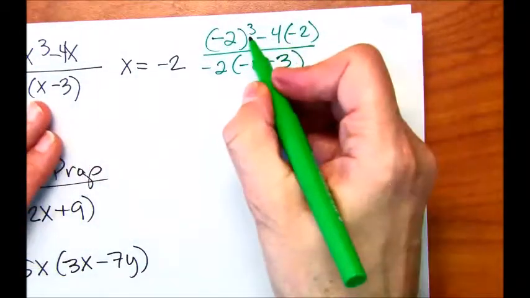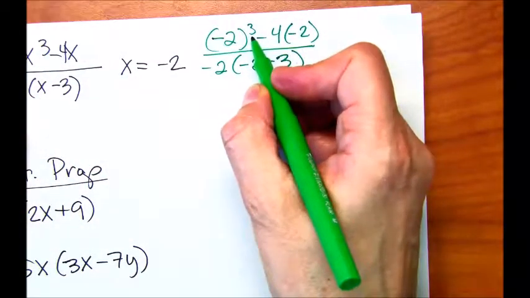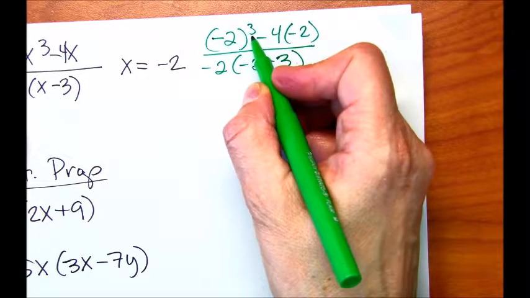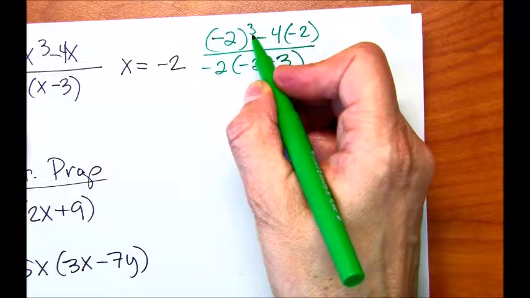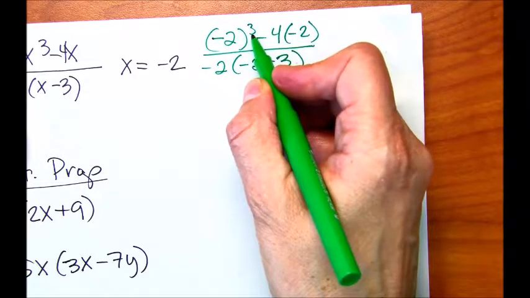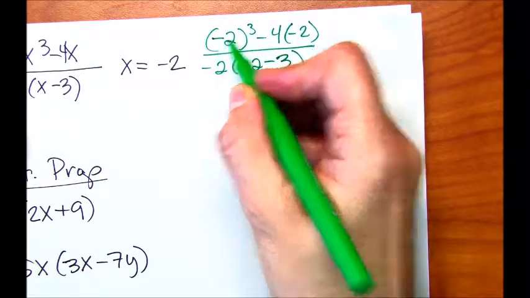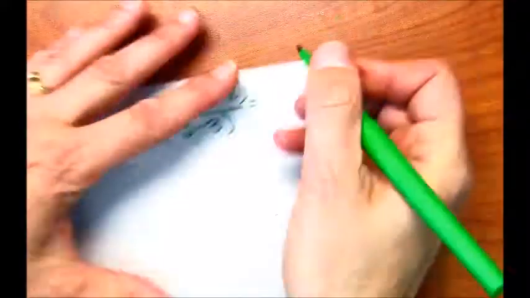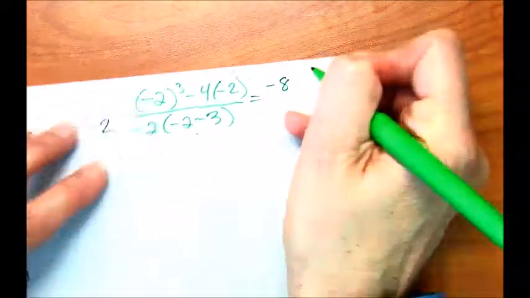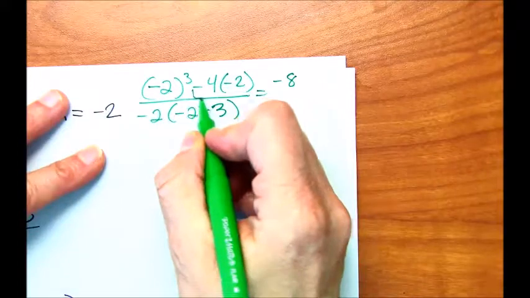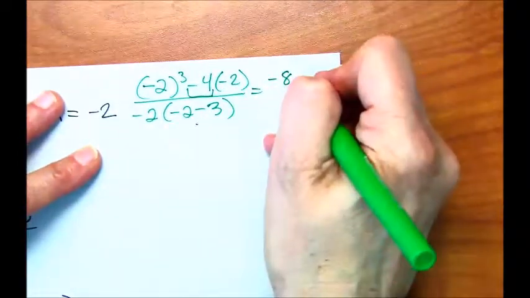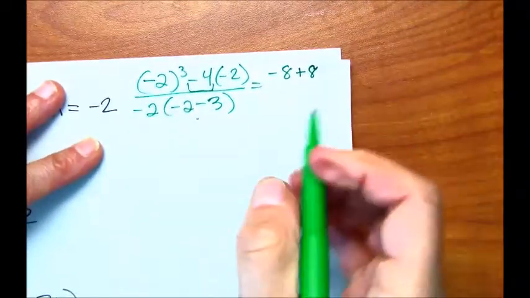Okay, so remember when we had that simplified one and it was, what was it, negative 2 to the 5th power? That was an odd exponent. We have another odd exponent here with a negative number. So we're going to have a negative 8. Let me write that, negative 8. And negative 4 times negative 2 is a positive 8.